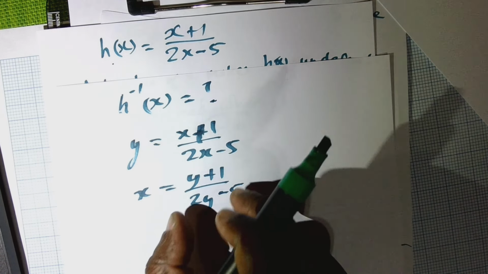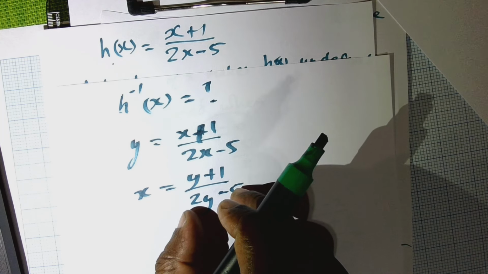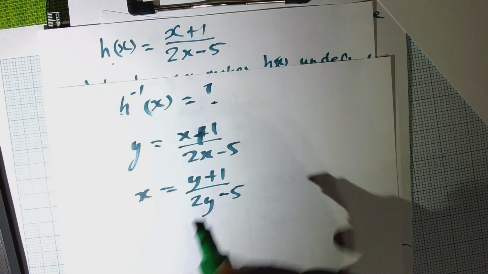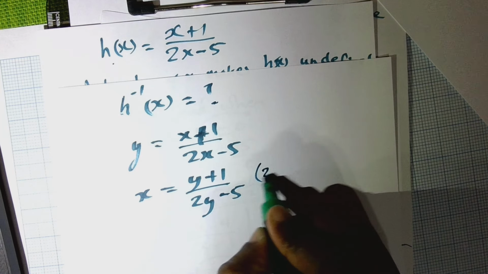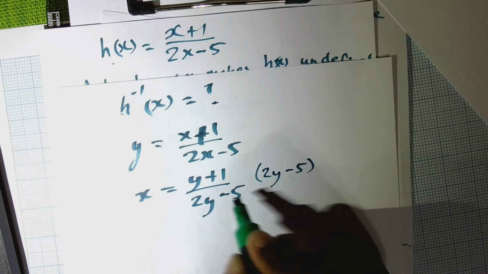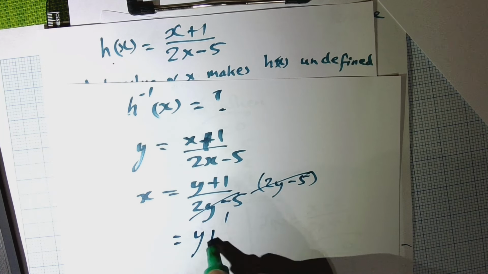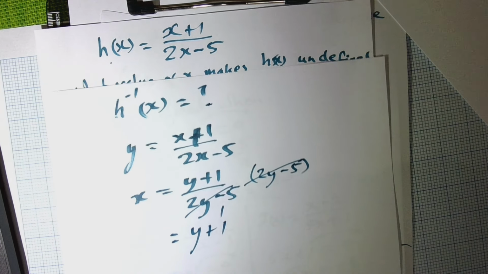So what we do, we try to get rid of the denominator. And how do we do that? We can multiply this side by what? 2y minus 5. So what happened here? It cancels out, leaving us with just what? y plus 1. But we can't just do that.